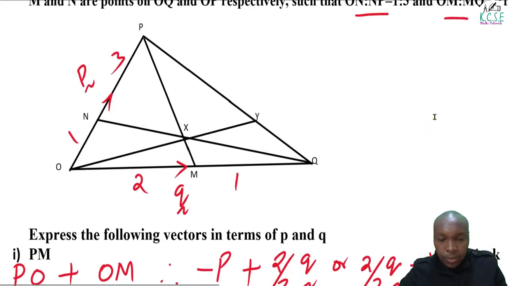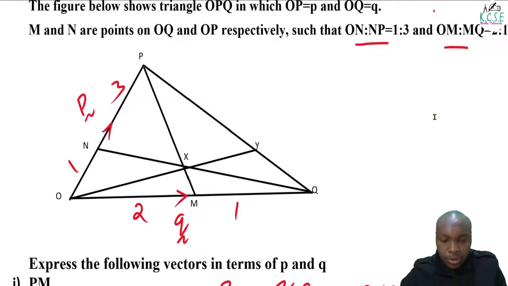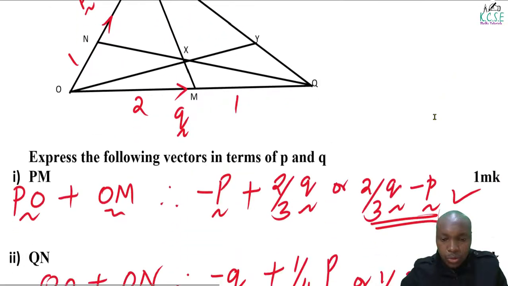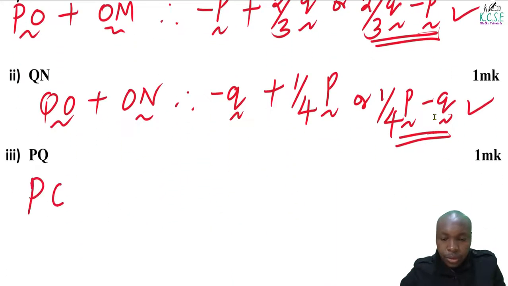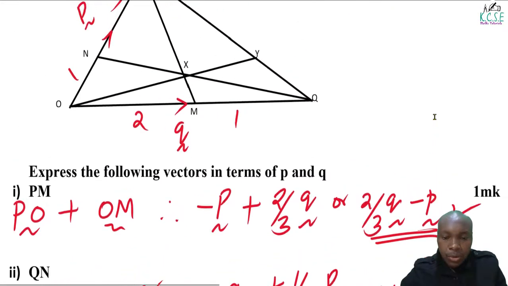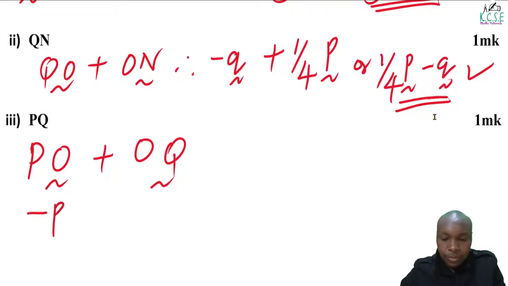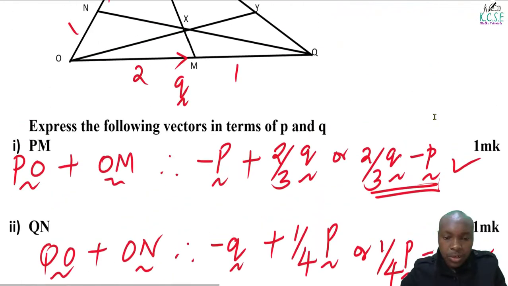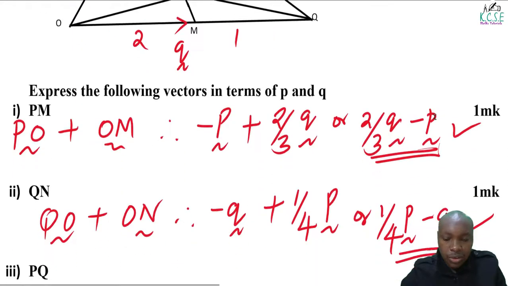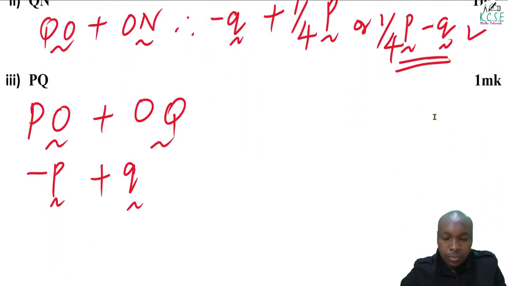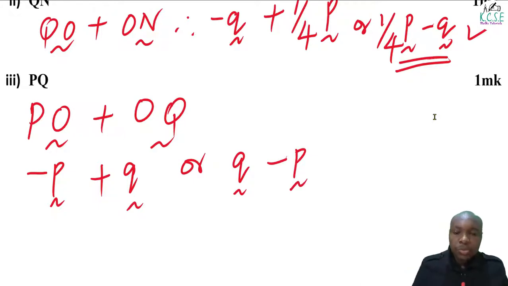Now we go to PQ. So PQ, we want to move from P to Q. So the route I'm going to follow is P to O, then from O to Q. That is the direction. Now PO, we have already obtained in the first part. PO is negative P. Then OQ is already given in the question. It is direct. O to Q is Q. So you can write it like that, or just write it as Q minus P. So that is how you're supposed to tackle those three parts.